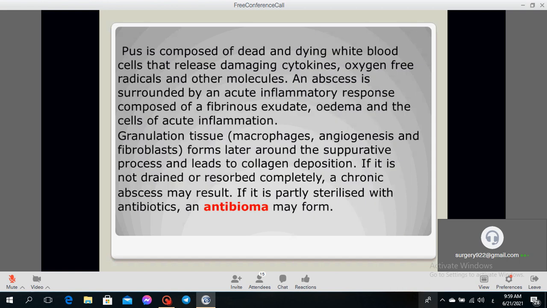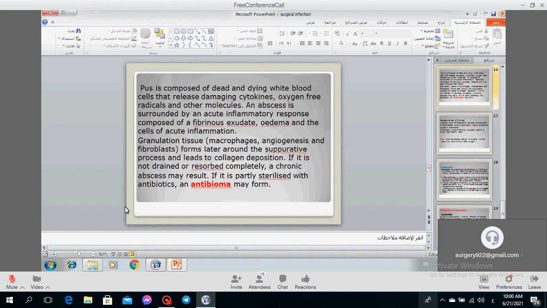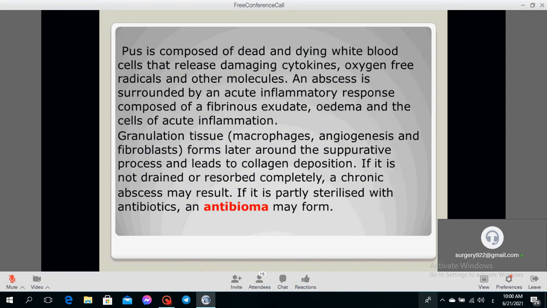Pus is composed of dead and dying white blood cells that release damaged cytokines, oxygen free radicals and other molecules. As we said, the abscess is surrounded by acute inflammatory cells with a fibrinous exudate with edema and inflammatory cells, and granulation tissue, which is macrophages, agglutinins and fibroblasts. These are the composition of granulation tissue formed later around the suppurative process, which we called the pyogenic membrane.